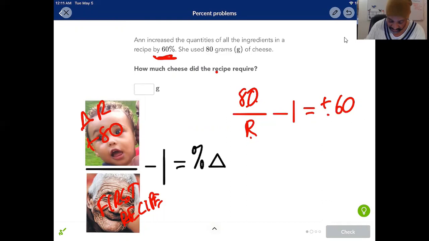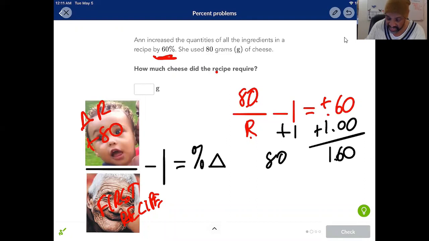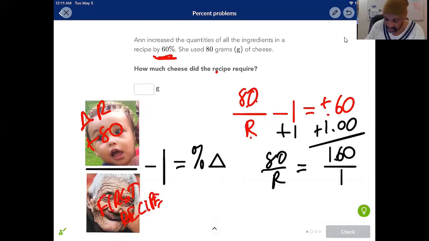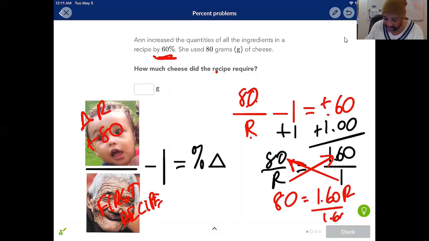So all we have to do is what we've been doing before. We're going to add $1 to both sides. So this is going to be $1.60. And then on this side, we're going to have 80 over R. Now this is a little different. The variable is on the bottom. So we're definitely going to have to cross multiply. So this is going to be 80 equals 1.60 times R. And now we need to get R by itself. So we're going to divide by 1.60. These cancel. We're going to have R equals 80 divided by 1.60.